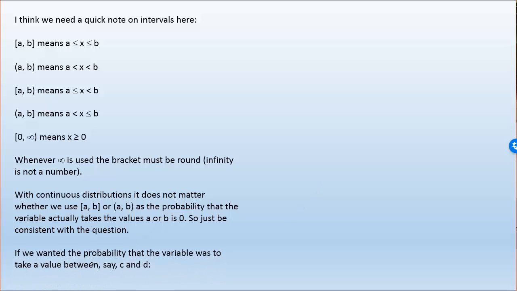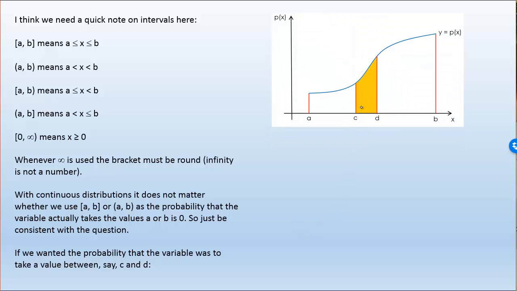If we wanted the probability that the variable was to take a value between, say, c and d, then what we would want is this area here. If we know p of x, we can calculate this using an integral. So that would be the integral from c to d of p of x.